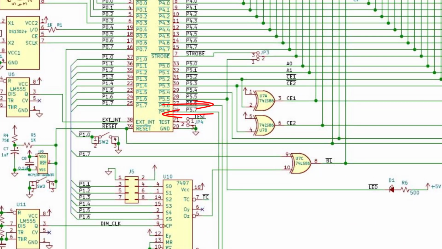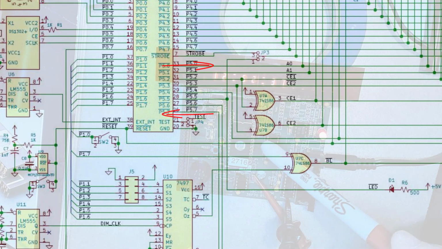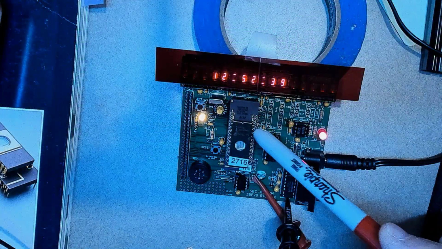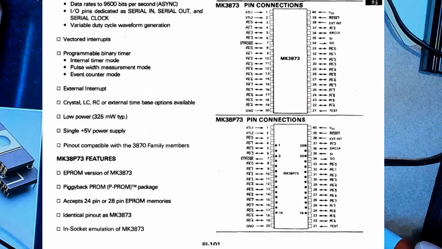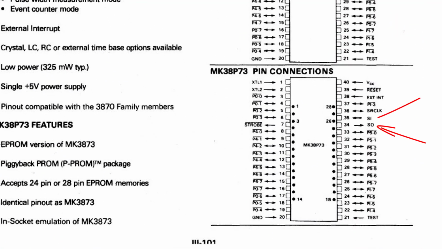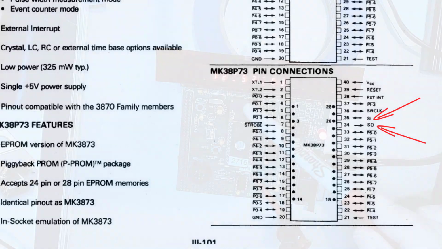However, without an instruction to rotate the accumulator, it's kind of inconvenient to have them right next to each other. So in the next version, when I'm using the 3870, I want to have the serial output as the least significant bit and the serial input as the most significant bit. Now, unfortunately, that means there's going to have to be jumpers for the serial in and out lines, since the 3873 has already determined where the serial out and serial in are, because it's got that UART built in and it's got dedicated pins for that, and they don't happen to be the least significant and the most significant bits.